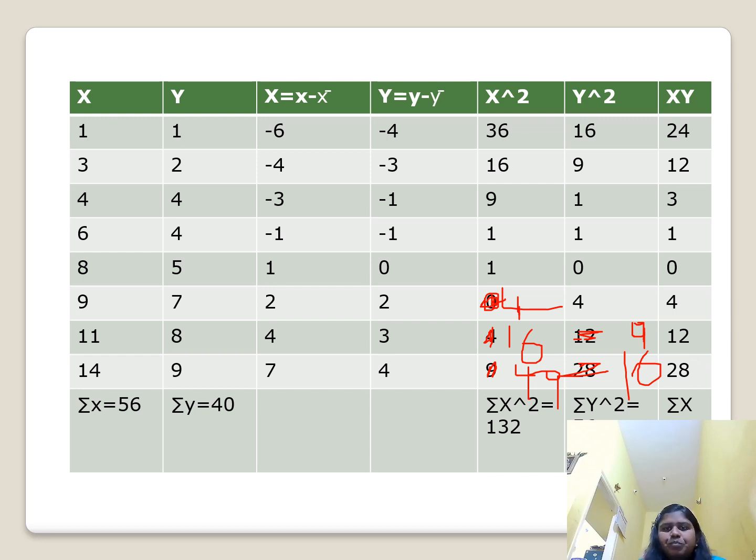Now we have to multiply this capital X and this capital Y. Minus 6 into minus 4 is 24. Minus 4 into minus 3 is 12. Minus 3 into minus 1 is plus 3. Minus 1 into minus 1 is plus 1. 1 into 0 is 0. 2 into 2 is 4. 4 into 3 is 12. 7 into 4 is 28.